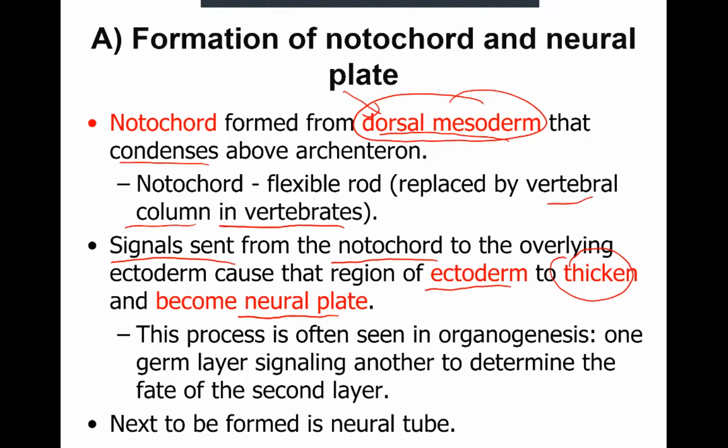This process of one tissue or one layer giving a signal to another layer is normal. This process is often seen in organogenesis, where one germ layer signals another to determine the fate of the next layer. It is normal, one layer signaling another layer to do this and that. Once we have the notochord, we have the neural plate. Next to be formed is the neural tube.